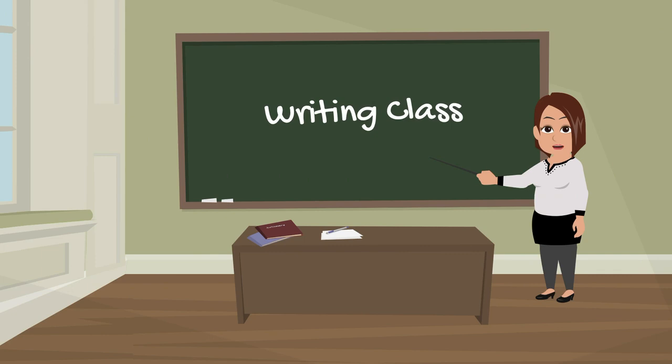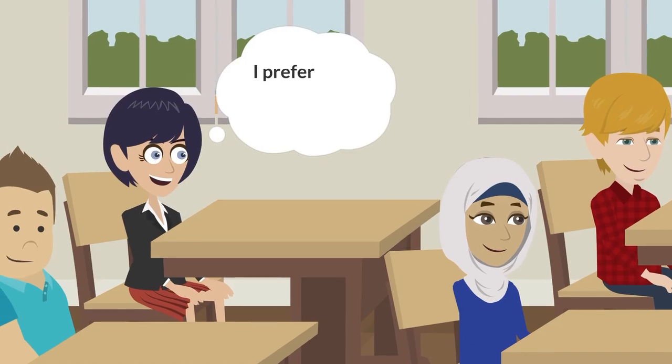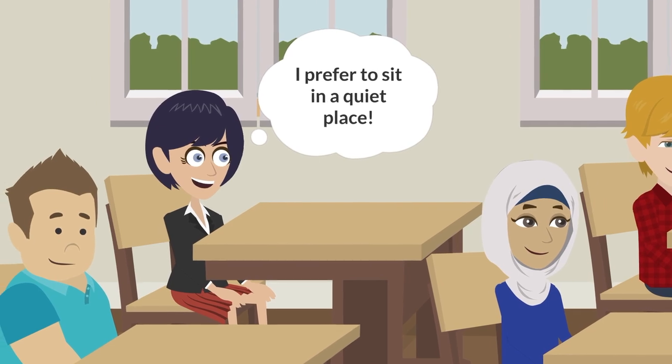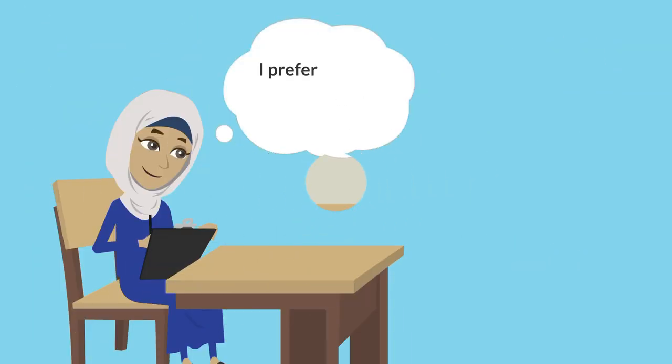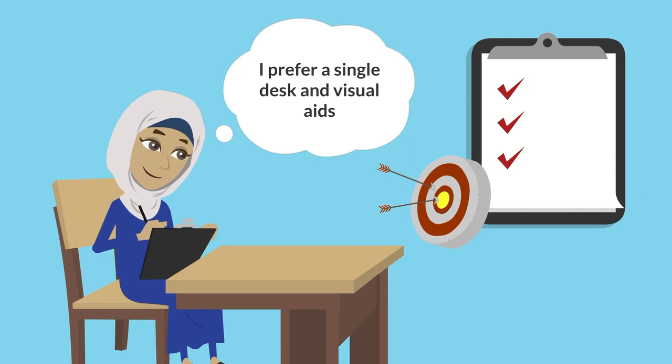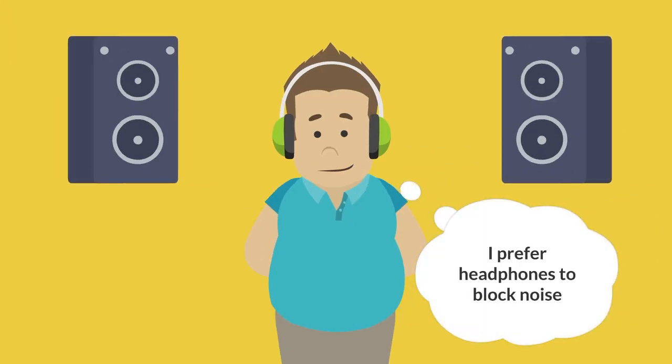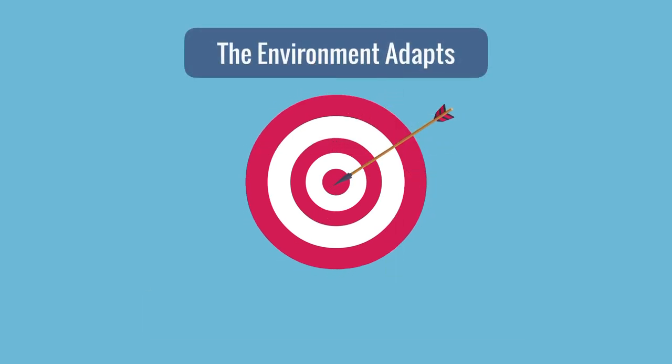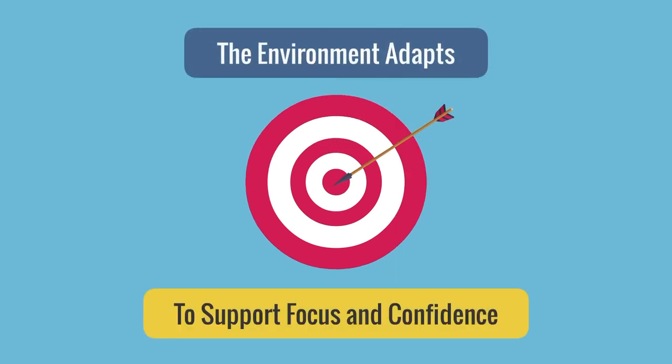Let's take a simple example. You're teaching a writing lesson. One student chooses to sit in a quieter spot near the window. Another uses a single desk and a visual checklist to stay on track. A third prefers to wear headphones to block background noise. The task is the same. The environment just flexes to support focus and confidence.